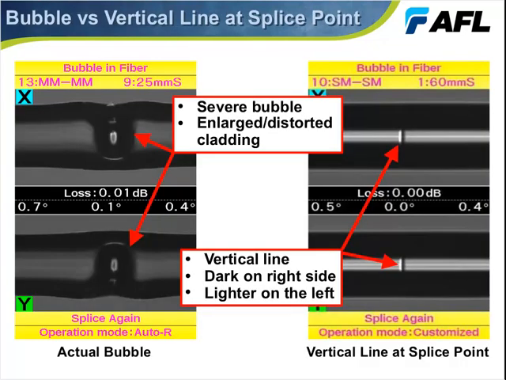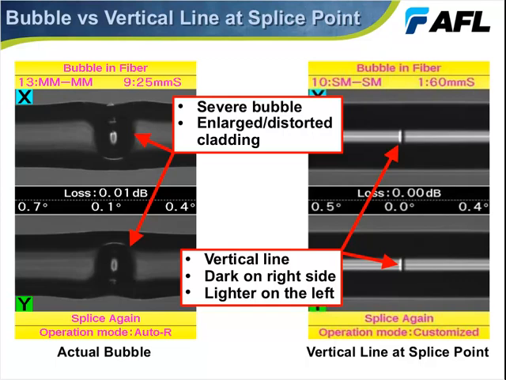So if we move on to the next slide, you can see a comparison of a rather dramatic large bubble and defect in the left-hand image. And on the right-hand image is really the primary subject of discussion today, which is a vertical line at the splice point. In particular, in this case, you can see that line where the two fibers come together is dark on the right-hand side and lighter on the left-hand side. Now I'll explain why that happens later. But in both cases, it's triggered a bubble alarm.